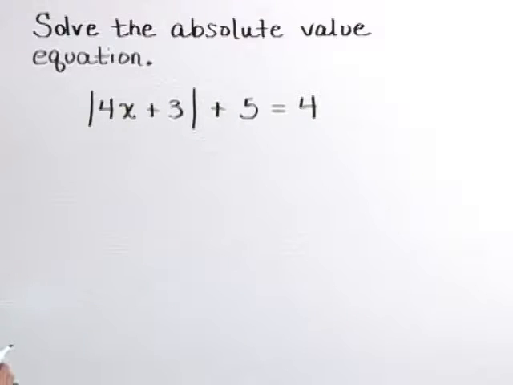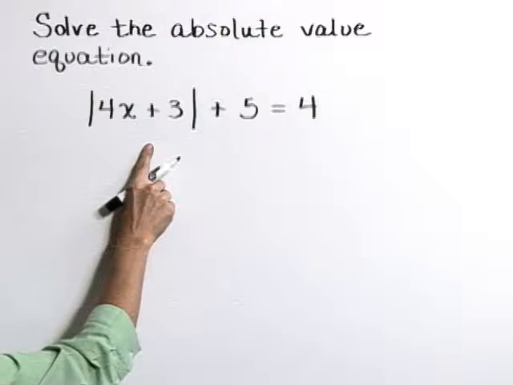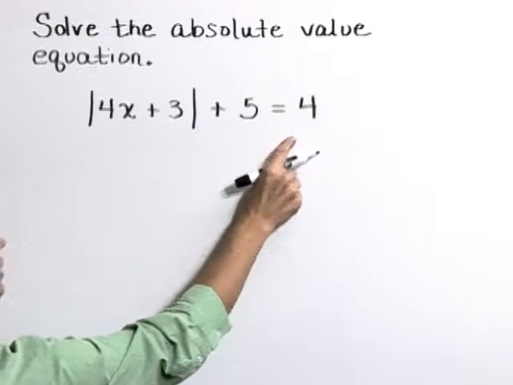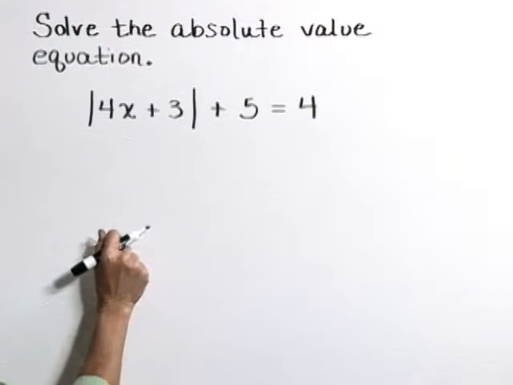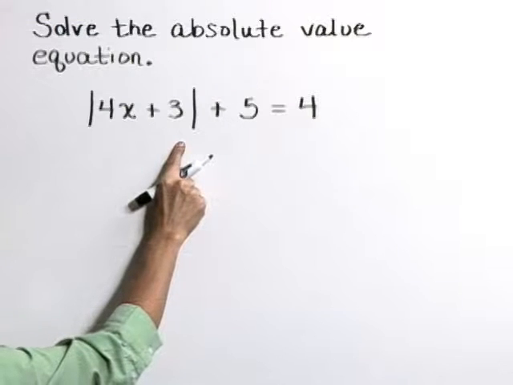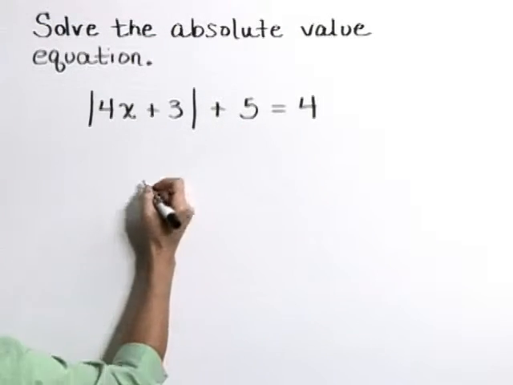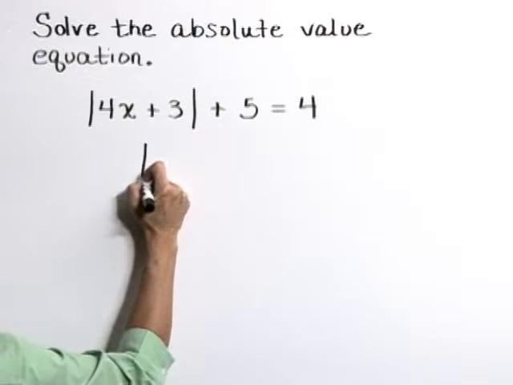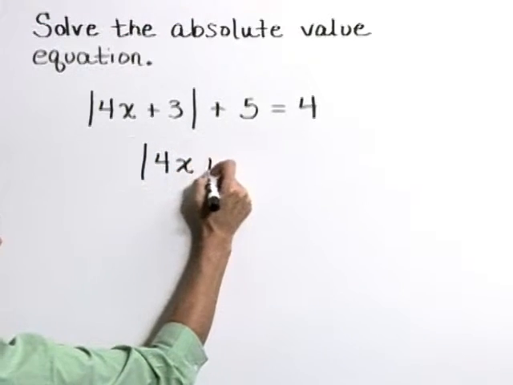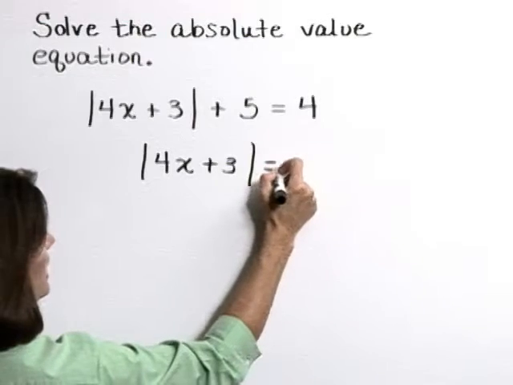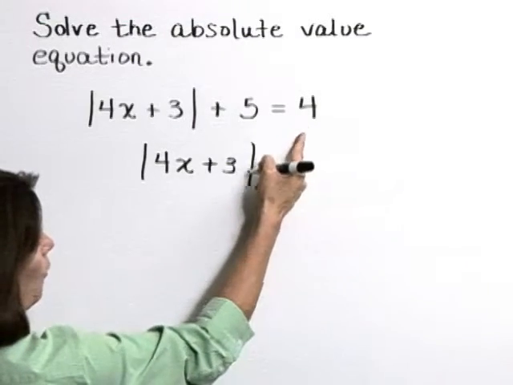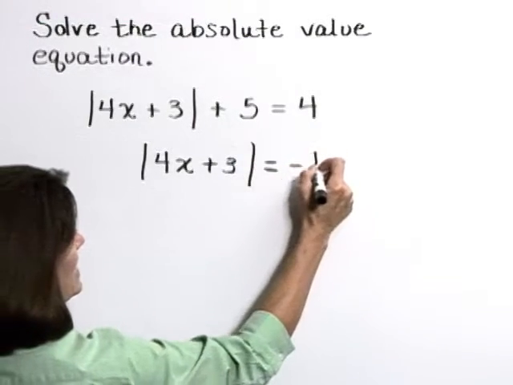Solve the absolute value equation. The absolute value of 4x plus 3, plus 5, is equal to 4. Let's start by isolating this absolute value quantity. So subtract 5 from both sides. That gives the absolute value of 4x plus 3 is equal to 4 minus that 5, which is negative 1.